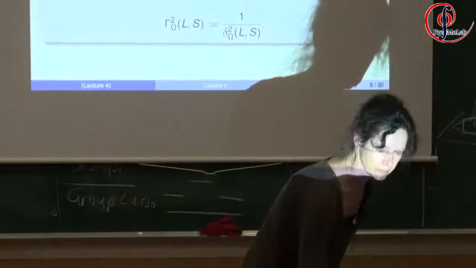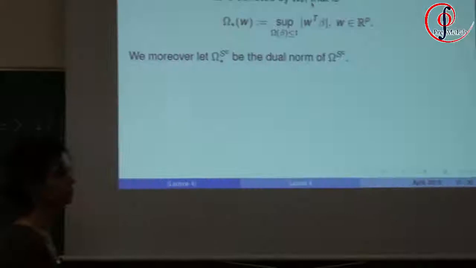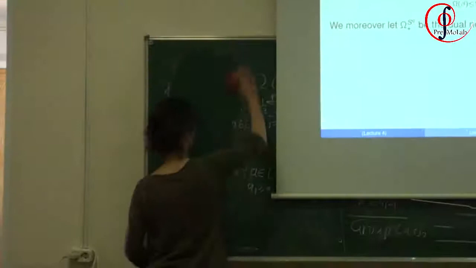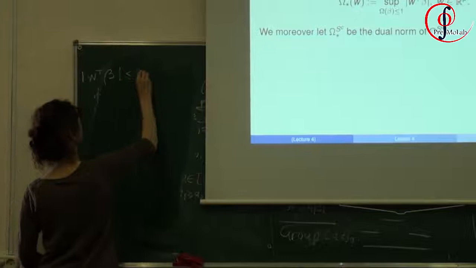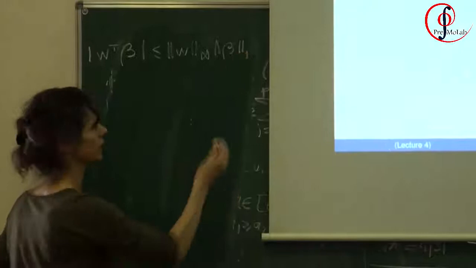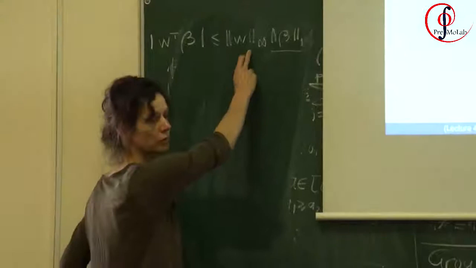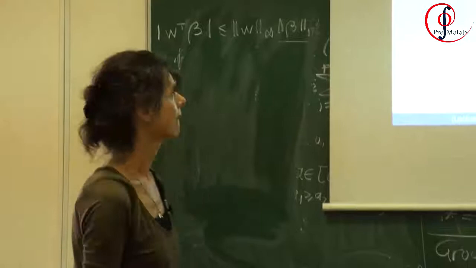Now there comes the concept of dual norm. Now compare with L1. So far we used this inequality. That's the dual norm inequality. And that was nice for the L1 norm. If you have a different norm, you just have a different dual norm. Not the L infinity norm, but maybe something smaller. I call it omega star.